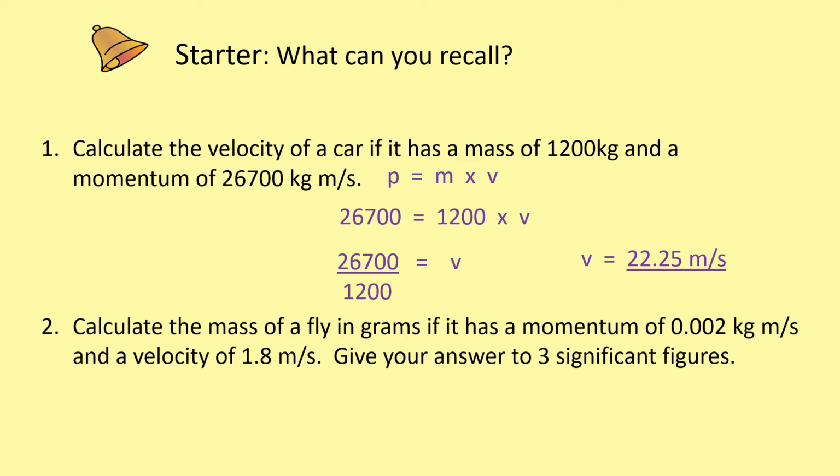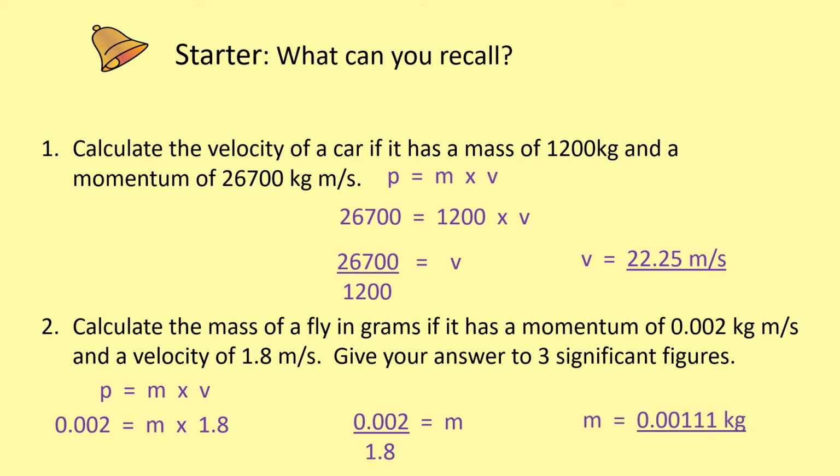Number 2. Again, momentum is mass times velocity, so substitute in 0.002 kilogram meters per second equals the mass that we don't know times velocity, which is 1.8. So the mass is 0.002 divided by 1.8, which gives you a mass of 0.00111, it's one recurring, kilograms. If you put it into grams, that's 1.11 grams. Okay.